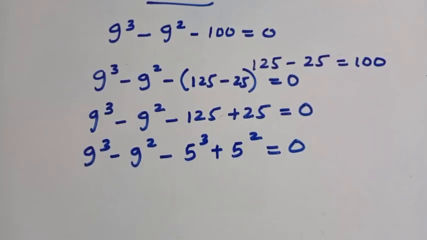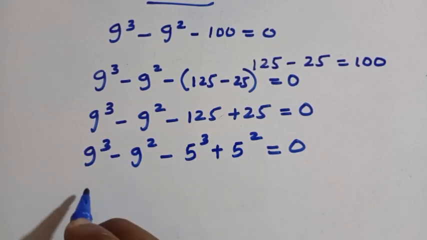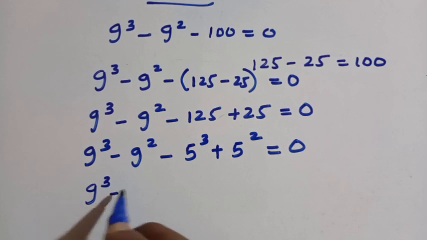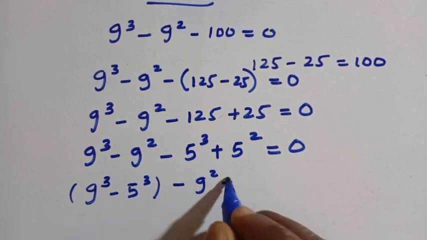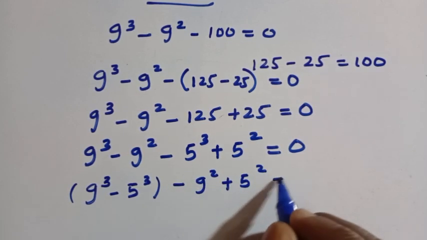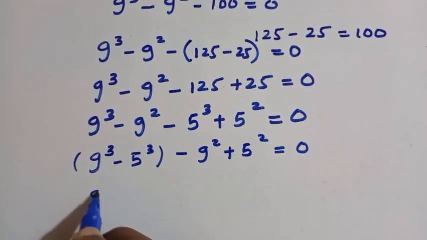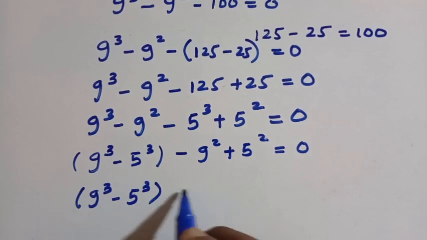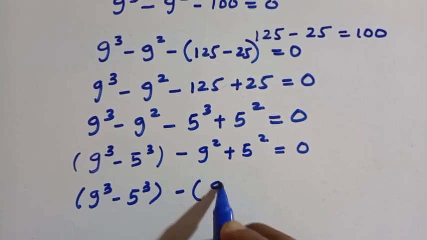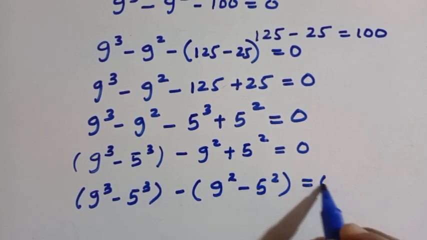And then we are going to combine this based on the degree of g and the degree of 5. So we have g raised to power 3 minus 5 raised to power 3, this in bracket, minus g raised to power 2 plus 5 raised to power 2 equals 0. And then we have g raised to power 3 minus 5 raised to power 3 in bracket. When we take minus out, we have this as g raised to power 2 minus 5 raised to power 2 equals 0.